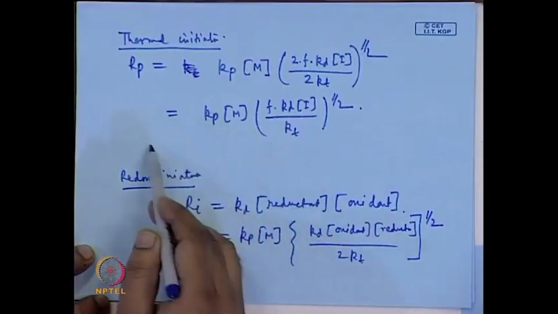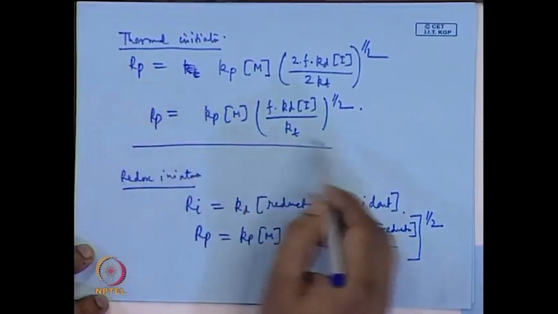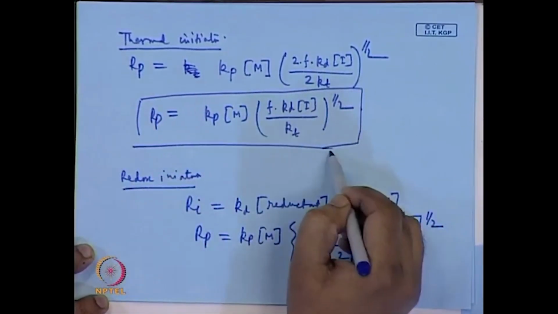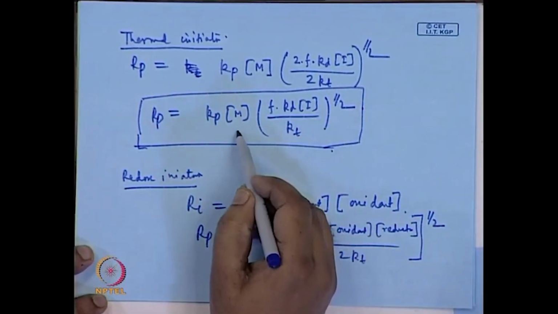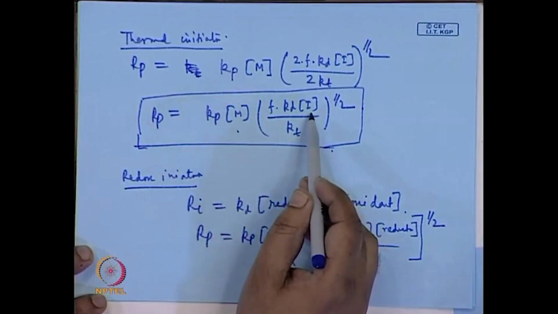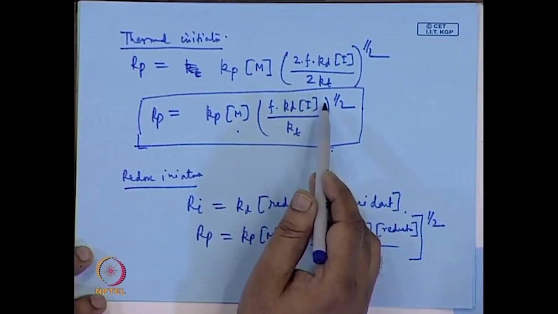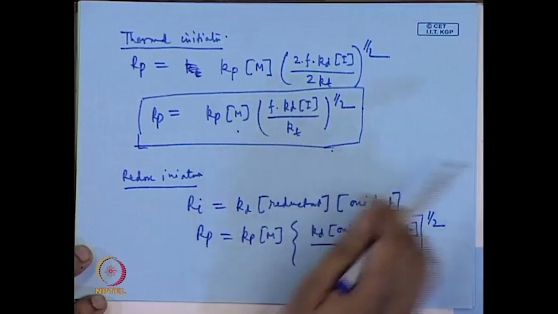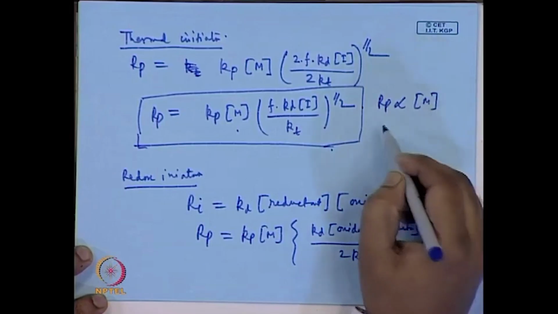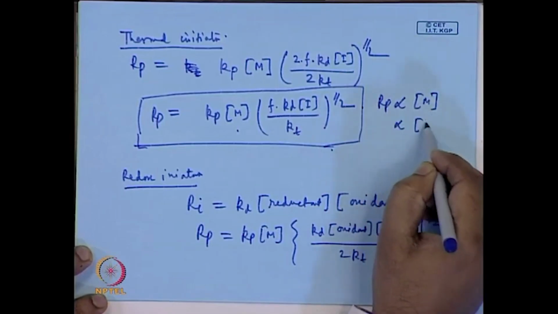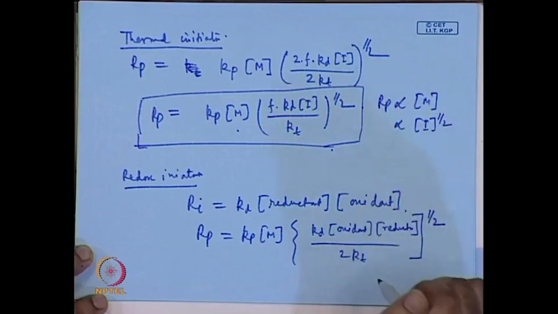Now, let us go back and look at this thermal initiator, which is the most common. Rp is given by this, which means rate of polymerization is directly proportional to the concentration of monomer, and it is also proportional to the square root of the concentration of initiator.